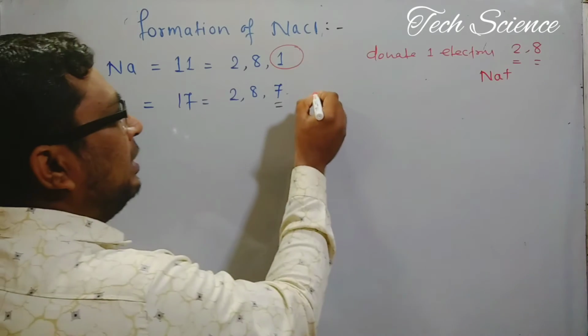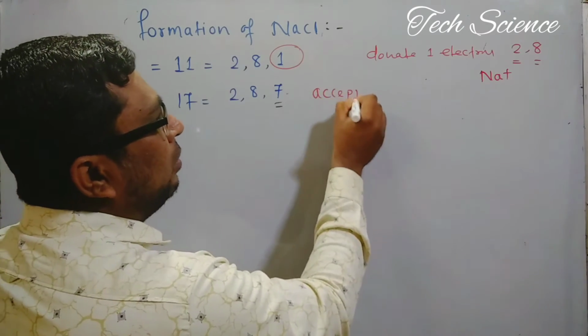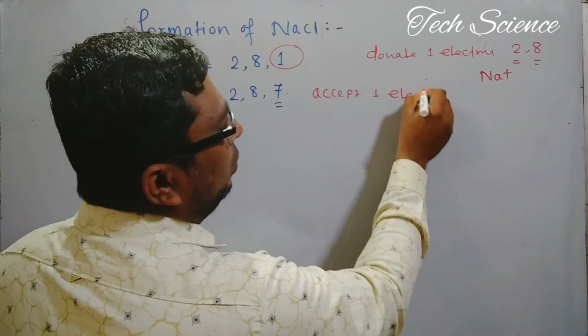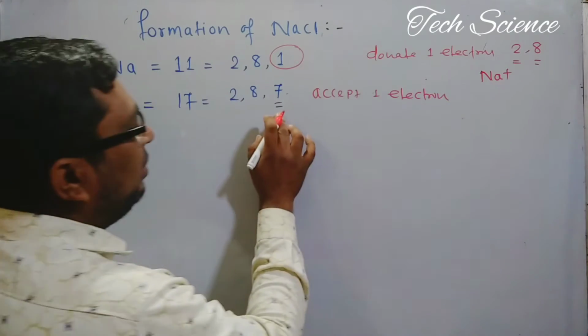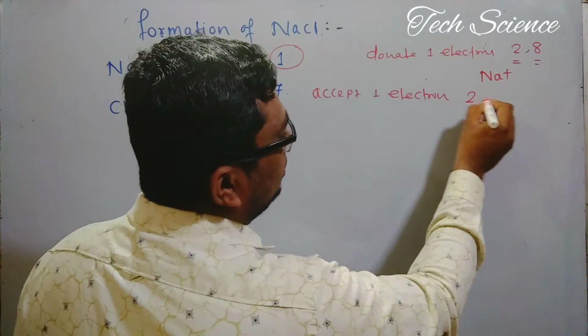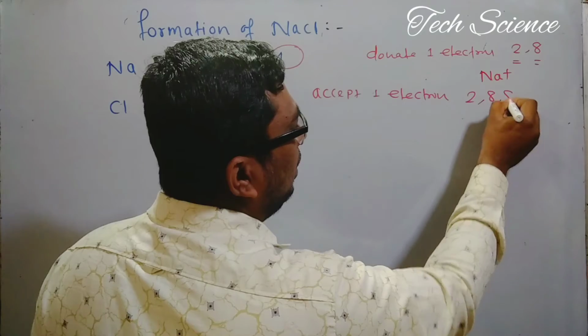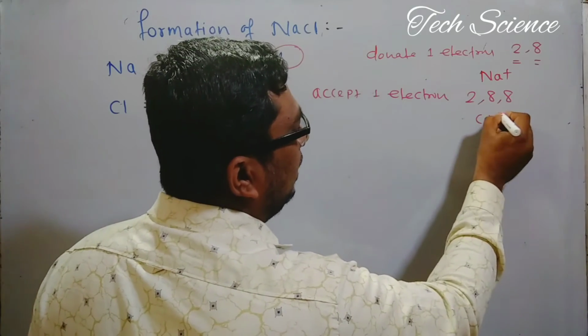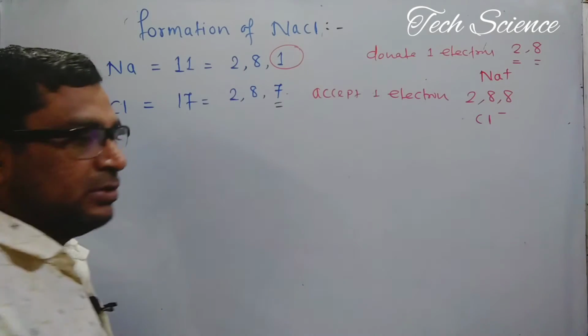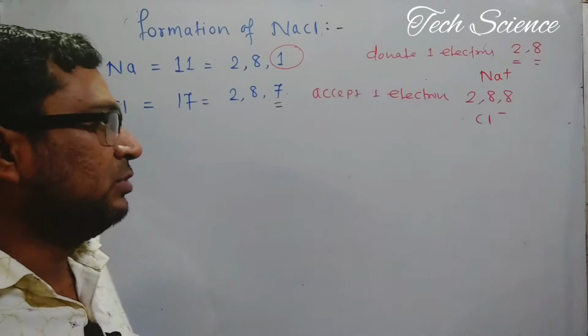So chlorine accepts 1 electron. It has the tendency to accept 1 electron, and after accepting 1 electron, what is the electronic configuration? 2, 8, 8. And here the chlorine acquires a negative charge.